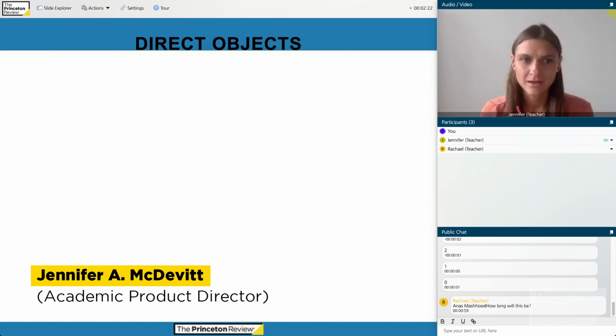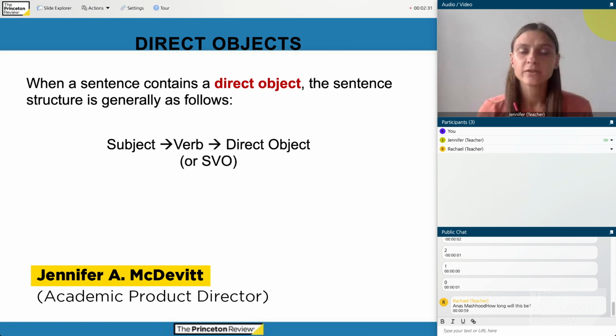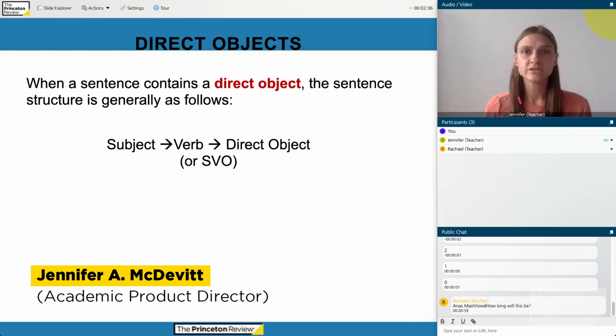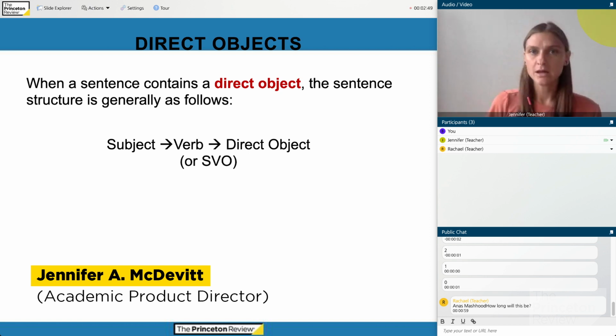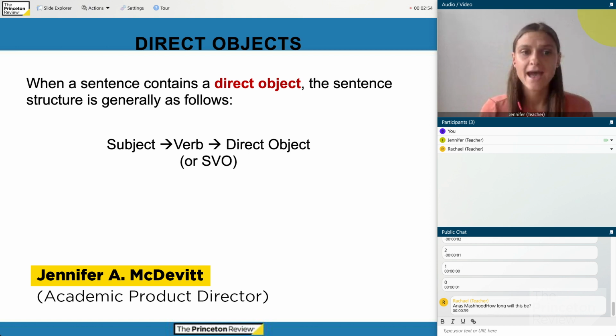Okay, so what does all that mean? Well, let's see. First of all, what is the sentence structure of a sentence that contains a direct object? Typically, it's going to be subject, verb, and then your direct object. It's important to differentiate between a subject and a direct object because they both tend to be some kind of noun, pronoun, noun phrase, or noun clause. But the subject is the thing that's doing the action, whereas the direct object is on the receiving end of the action. So let's take a look at an example of a sentence that has a direct object.